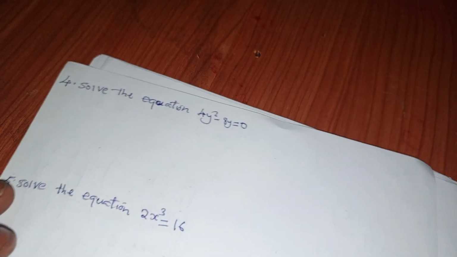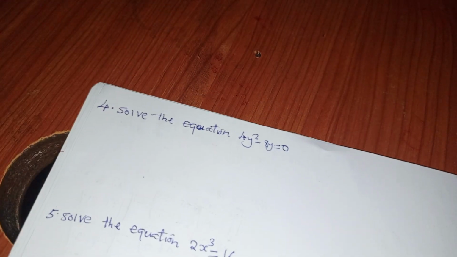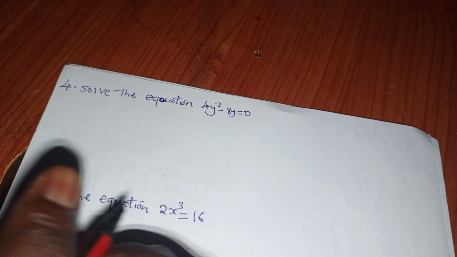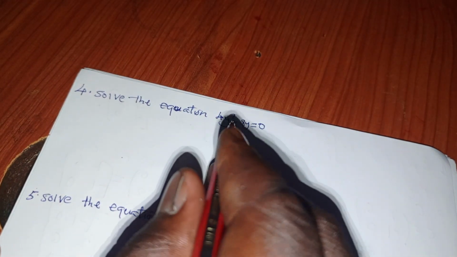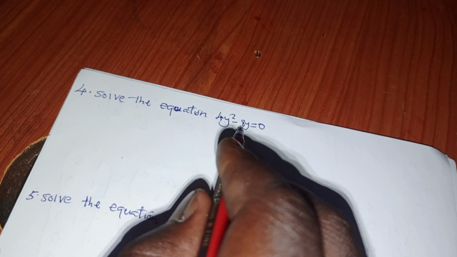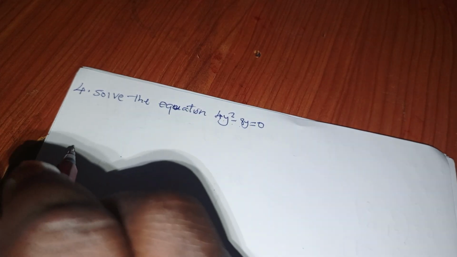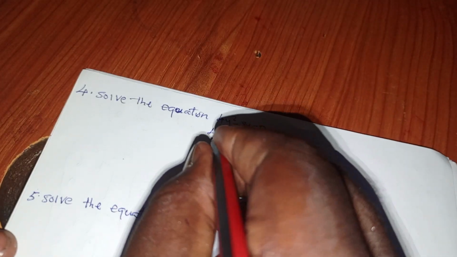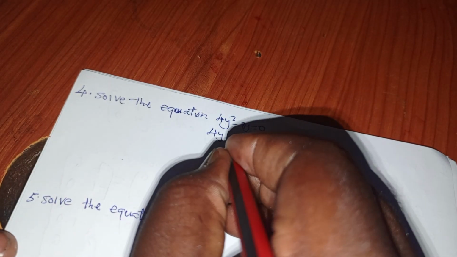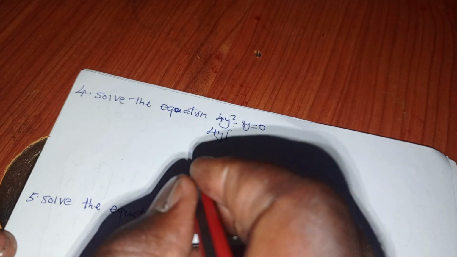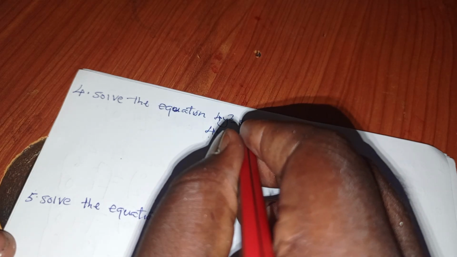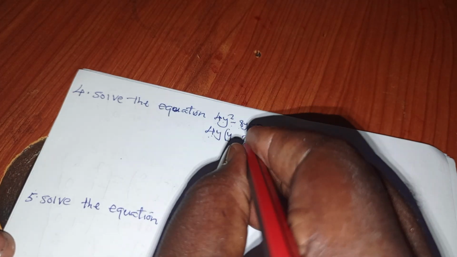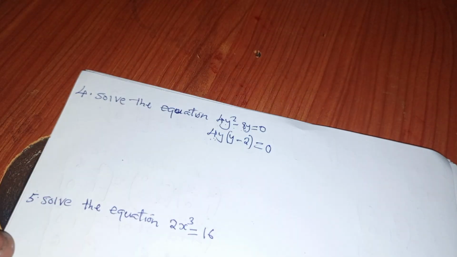Next question, which says solve the equation again. Since I have 4y squared minus 8y, I'm going to factorize here. What's common here is 4y. Then 4y into 4y squared, I'll remain with y. Then minus 4y into 8y, so 4 into 8 is 2. Then y cancels here, since y is outside the bracket, and it is equal to 0.